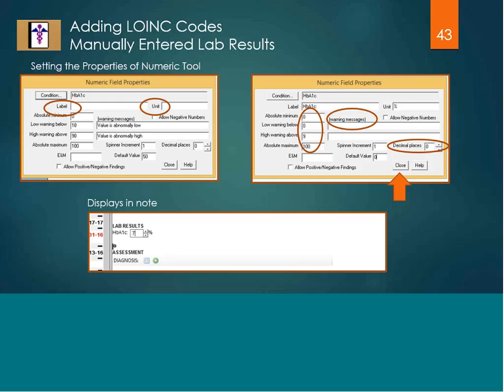It is optional whether or not you keep a warning message. It will default to the value is abnormally high or low. If you delete those statements, you will not get a pop-up warning when you're in the note recording the result of that lab test. And of course, you will need to adjust the value and set that appropriate to the lab test you're setting up. And you may have to adjust the decimal place according to the lab you're setting up. Once your setup is finalized, click OK. And this is how the numeric field will display in your note.